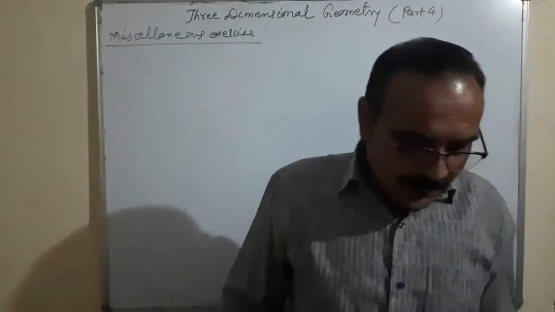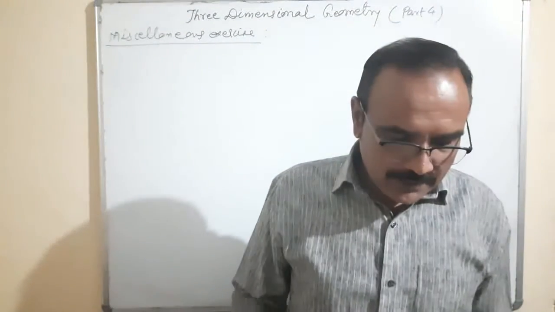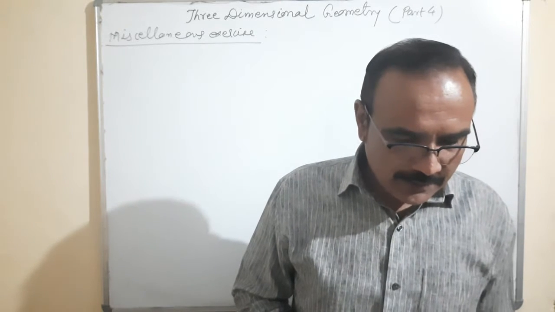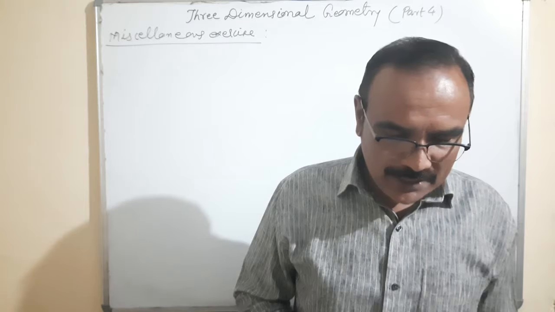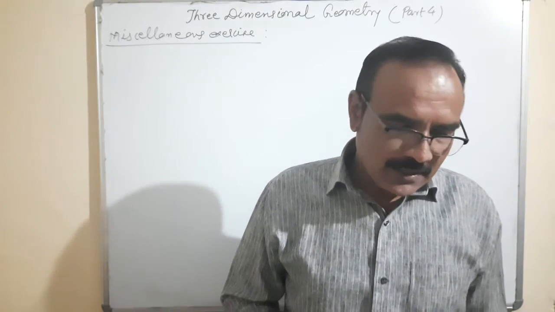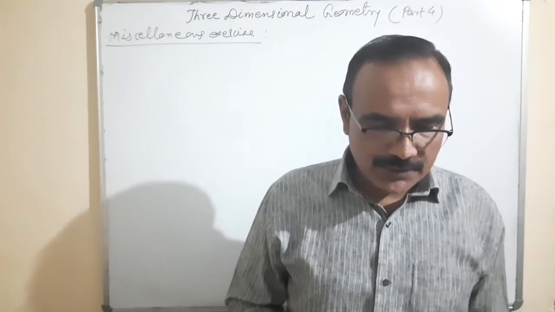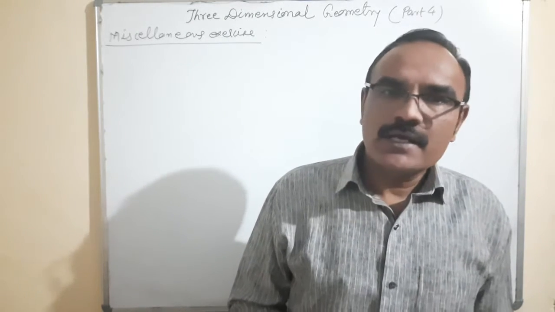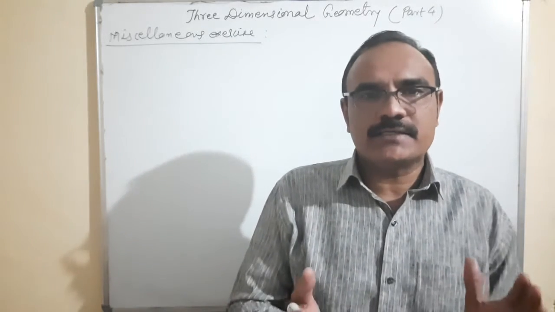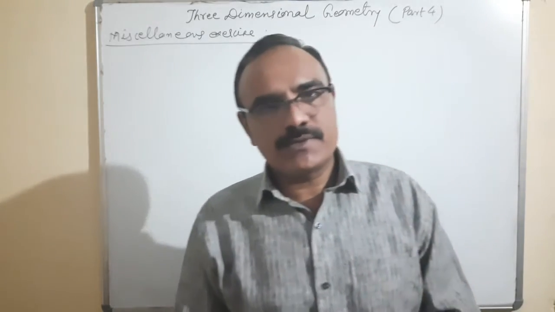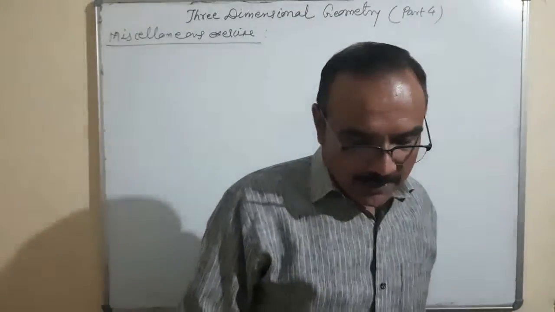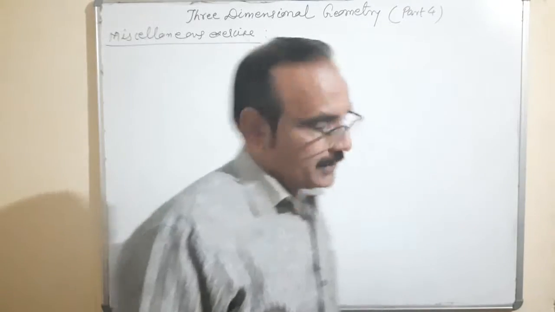Starting from question number 1: show that the line joining the origin to the point (2, 1, 1) is perpendicular to the line determined by the points (3, 5, -1) and (4, 3, -1). In this question, nothing special. First of all, we have to find the direction ratios of the line joining these two points. Second, we find the direction ratios of the line joining the other two points, and their relation a1 a2 plus b1 b2 plus c1 c2 is equal to 0.